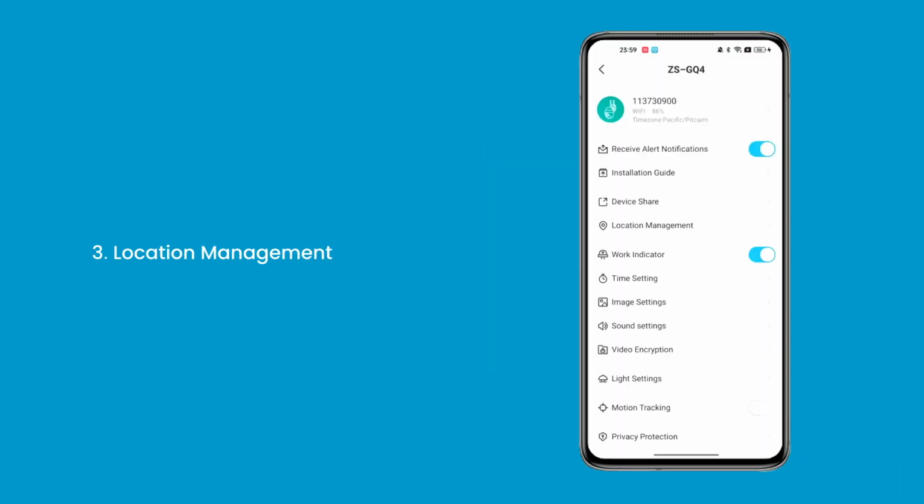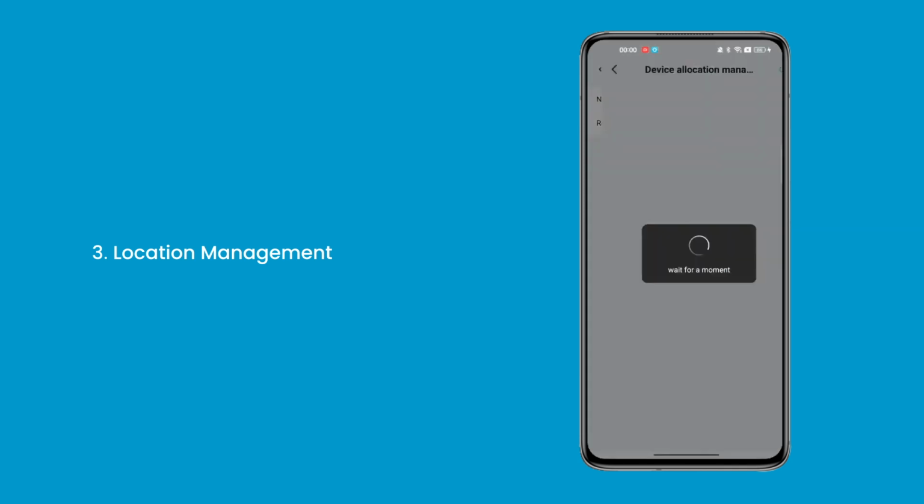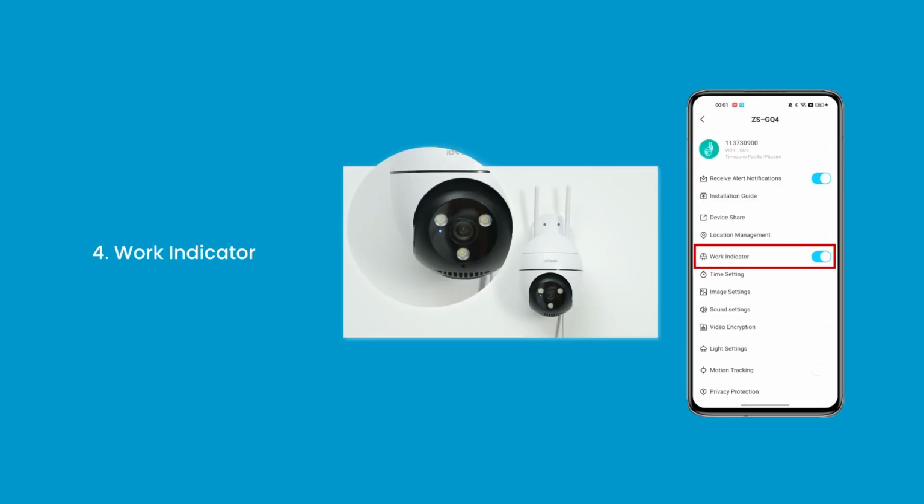3. Location Management. You can add or modify a family group for a device to manage the device on the home page. 4. Work Indicator. The indicator switch controls the indicator on the camera. After the switch is turned off, the indicator no longer prompts.